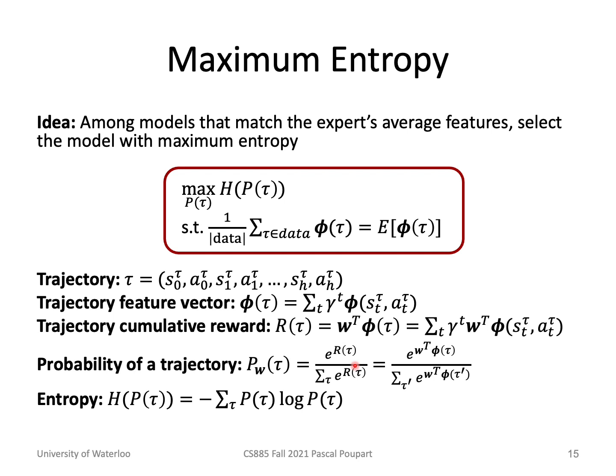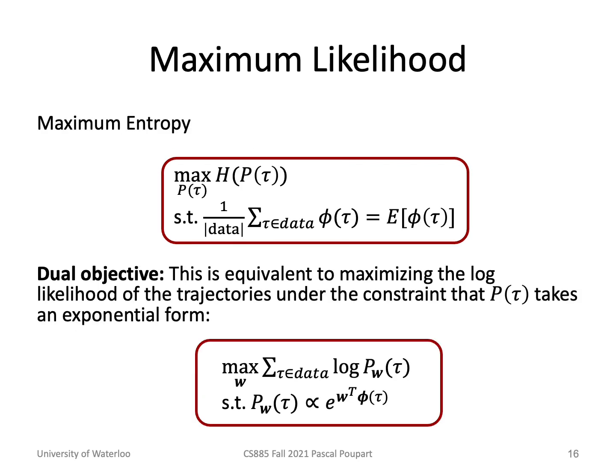That's the idea. And finally, the entropy, just as a quick recap, can be defined here as the negative of the probability times the log of the probability. It turns out that maximizing the entropy is mathematically equivalent to maximizing the likelihood of the trajectories. So to see this, I've written again our optimization problem for the entropy: maximizing the entropy subject to matching the feature expectations.